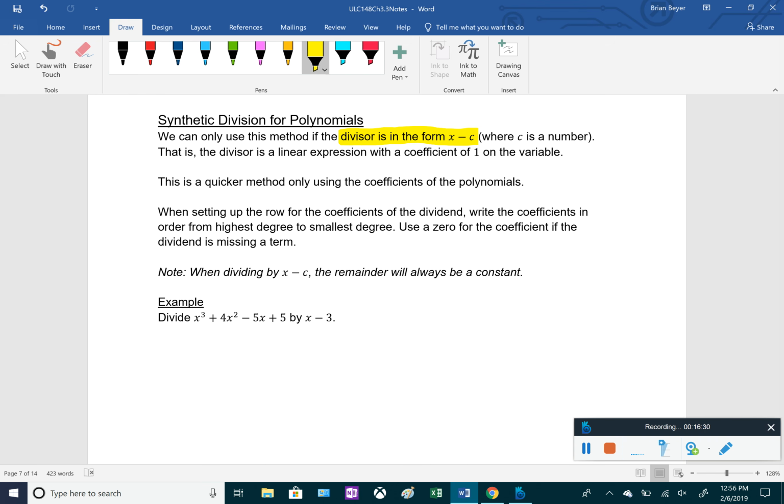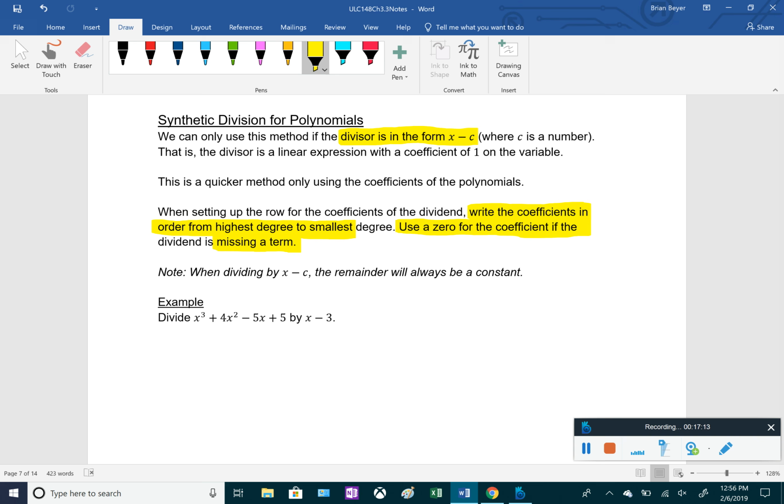And like I mentioned, this is typically a quicker method. What we're going to be doing is only using the coefficients of the polynomial, and we're going to be setting it up in a couple rows. I'll go through and explain it in an example. When we set up the coefficients of the dividend, we have to make sure that we write the coefficients in order from highest degree to smallest. And we need to use a 0 for a coefficient if it's missing a term. So we have to put a coefficient of 0 in if it's missing the term.